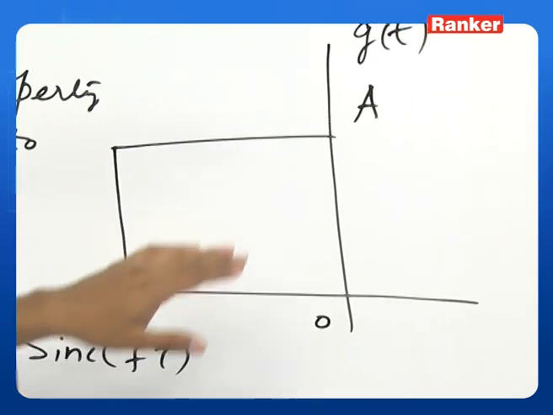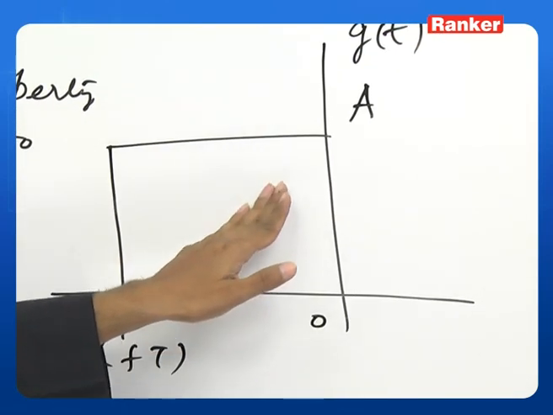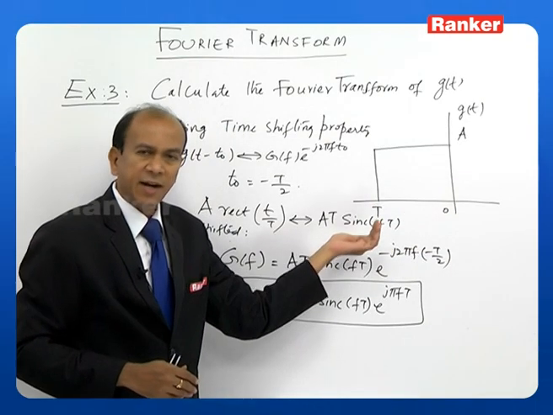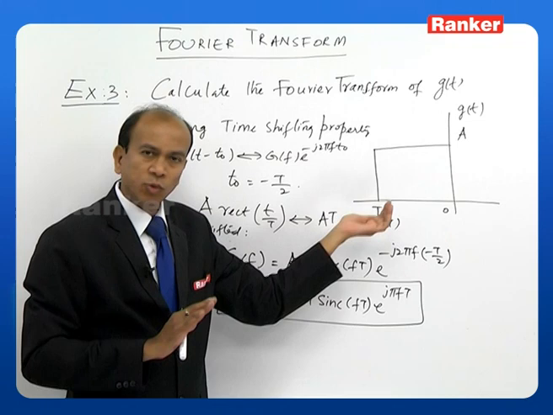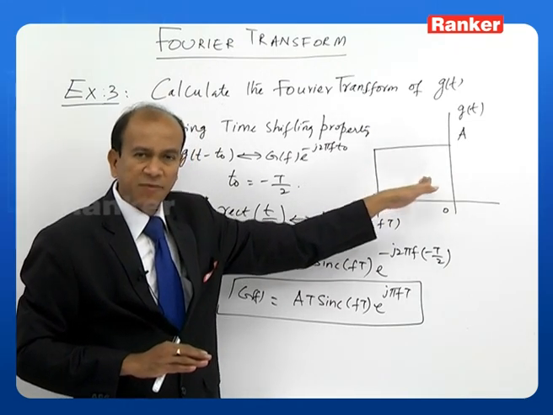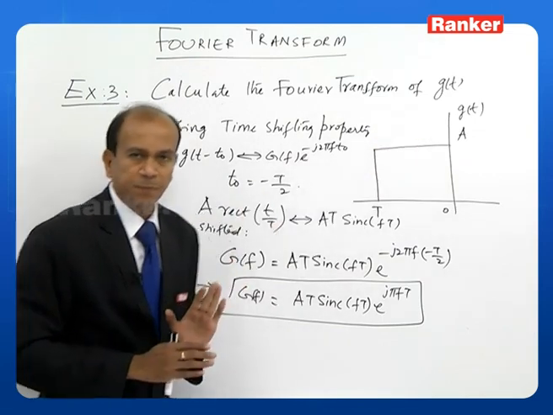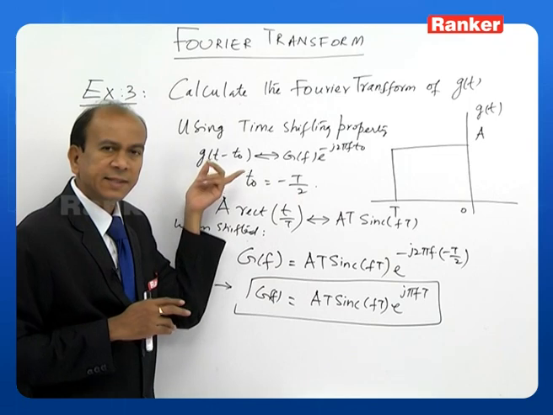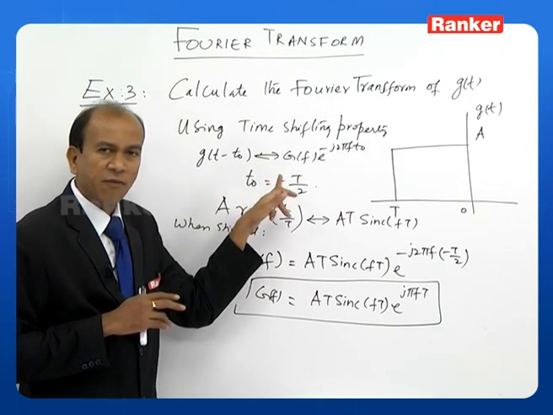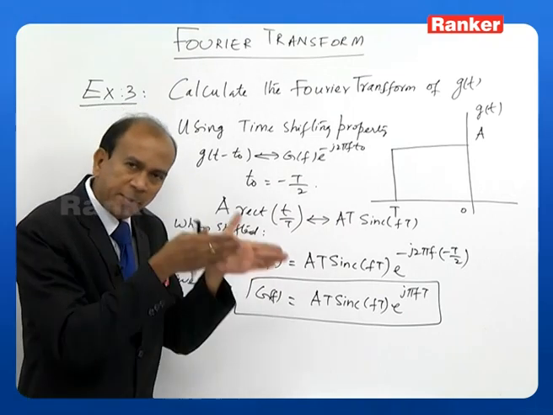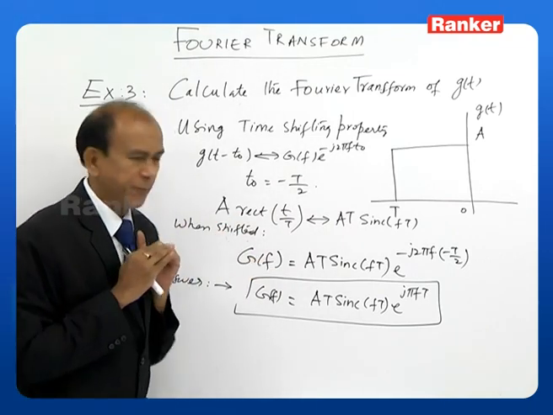Okay. So, as you recognize, this is again a rectangular function, but the fact is this has been shifted to the left hand side by T by 2. So, this is a left-shifted function, a left-sided rectangular function. Now, we know that the time shifting property says g of t minus t0 is equal to G of f e to the power of minus j2 pi f t naught. That is, the amplitude remains same, whereas the phase angle is changing, right.